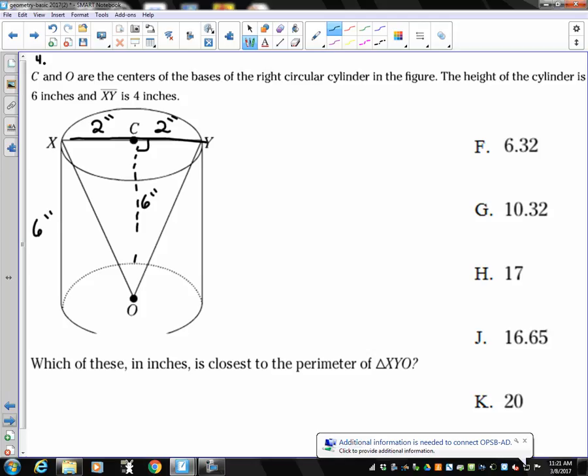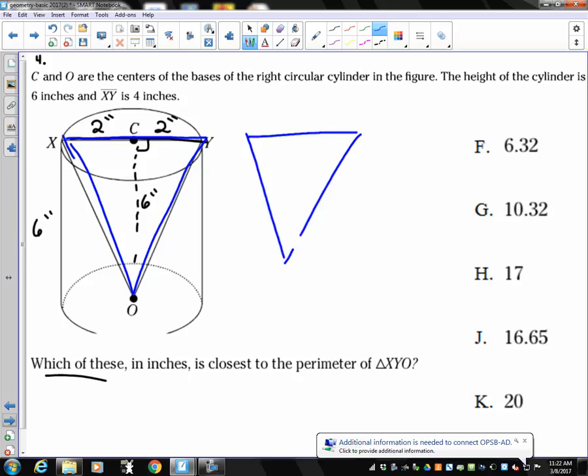Now here again, let's see what we're looking for. Here's the question down here. It says, which of these, in inches, is closest to the perimeter of triangle XYO? So triangle XYO here, we're looking for the perimeter of this triangle. Now, I know I have one side. Let me redraw this triangle over here for clarity. So one side of the triangle is 4.